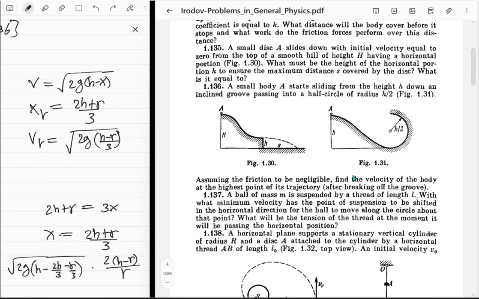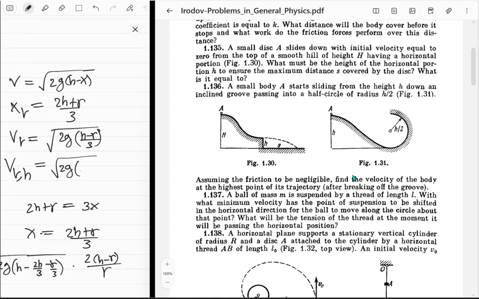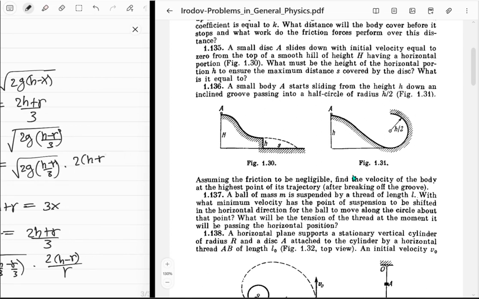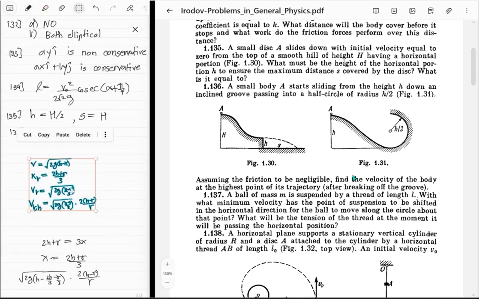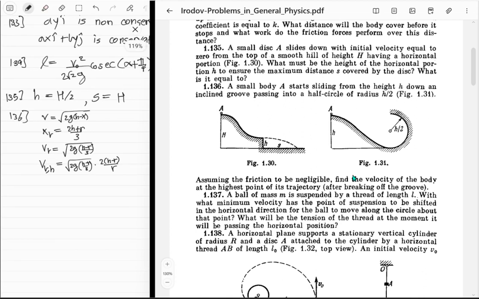Now, velocity at the topmost point, right? So I should just say horizontal velocity. Velocity at braking, horizontal, is just the square root of 2g (h minus r) upon 3, and that times 2 into (h minus r) upon r. Yes, that's the whole thing. Okay, cool. In fact, just leave it like that because I guess this conveys the whole message by itself.